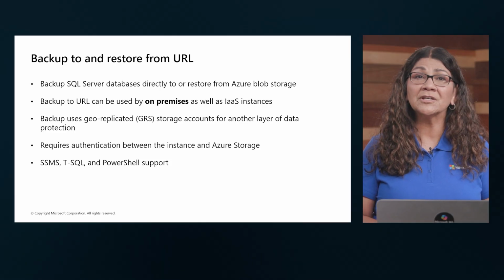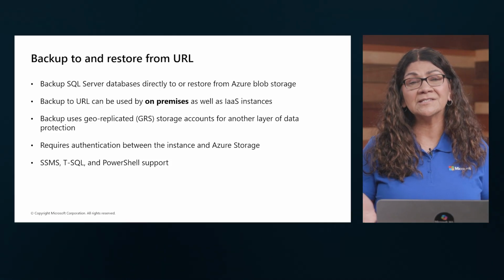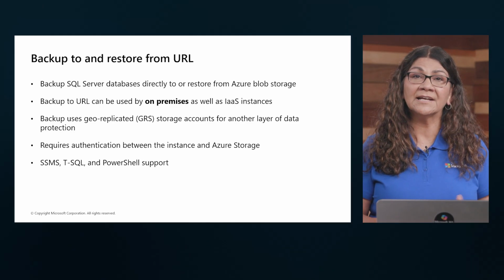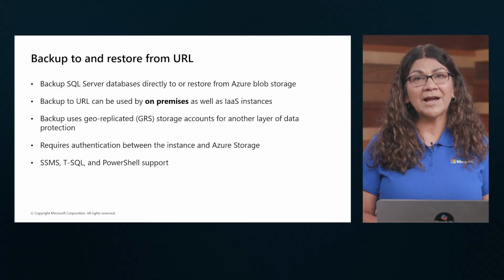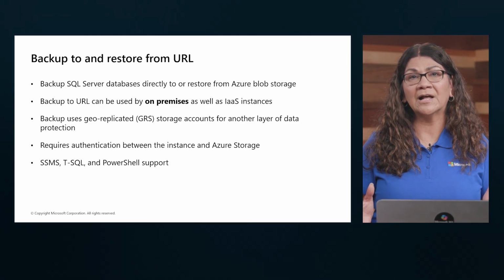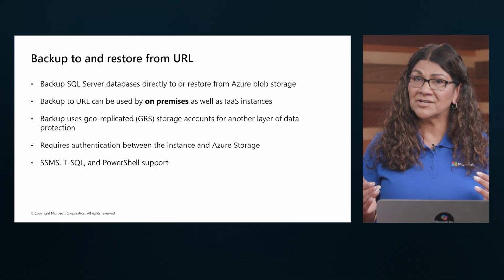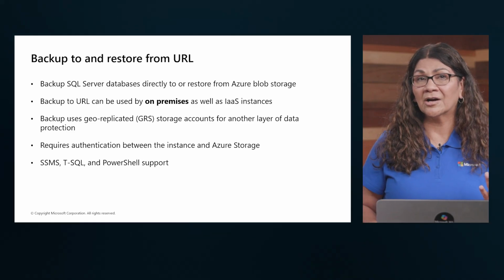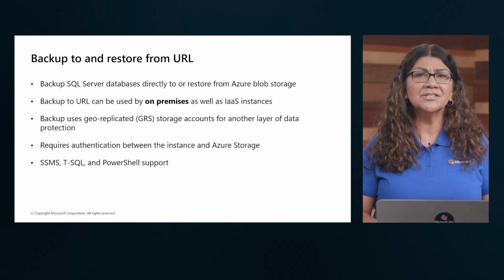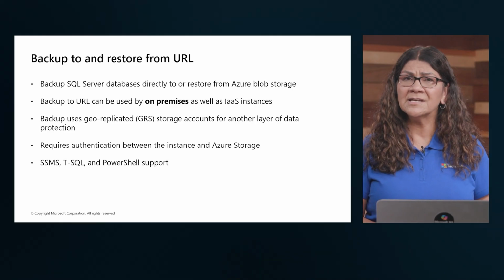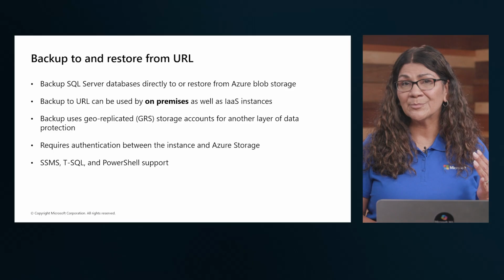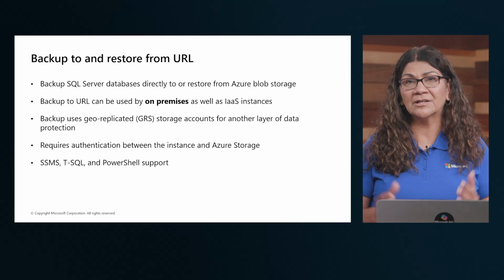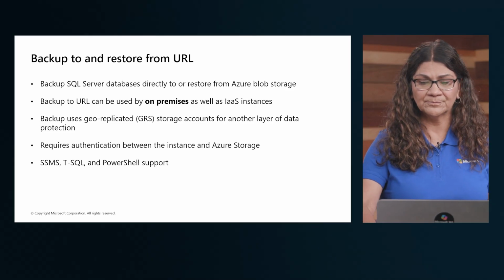This method is especially useful for geo-redundant backup strategies, as Azure Blob Storage can be geo-replicated to protect against regional failures. Some best practices for using backup to URL include ensuring proper authentication setup and regularly testing restore procedures so that they meet our RTO and RPO goals. Additionally, when using this method in VMs, it behaves like a local backup option, making it a very practical and secure solution for hybrid and cloud-based SQL Server deployments.